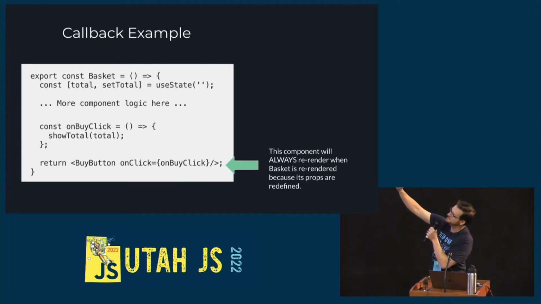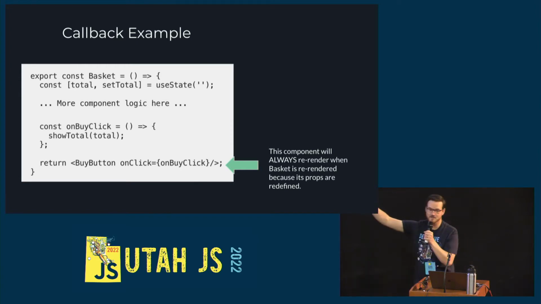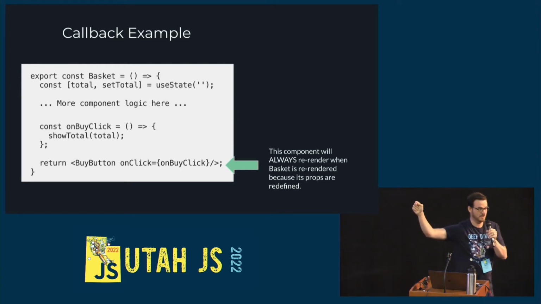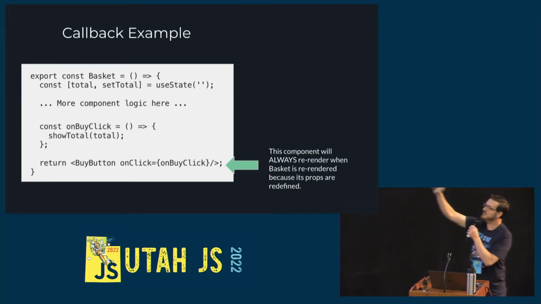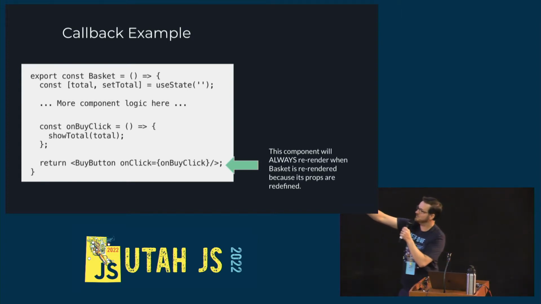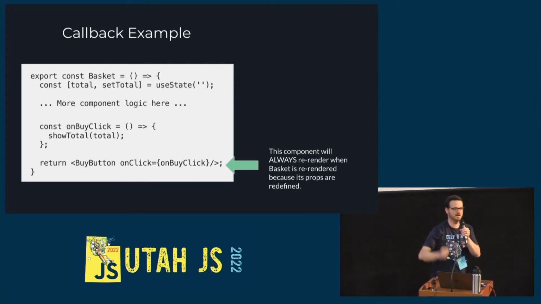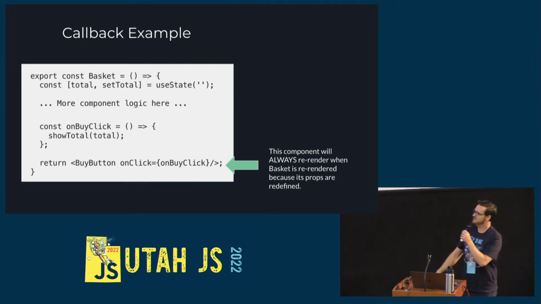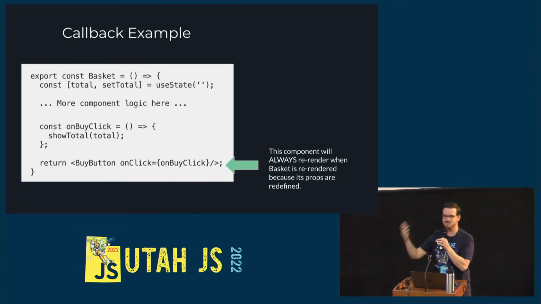Well, anytime that this basket re-renders, that buy button is also going to re-render. Why? Because you are redefining that function. Even though it looks the same, it looks like a const, anytime you re-render, you're creating a brand new function. The buy button receives a new prop, re-render. Thus, if the buy button has any kind of higher logic or any computation it has to do, you're going to have a performance hit.